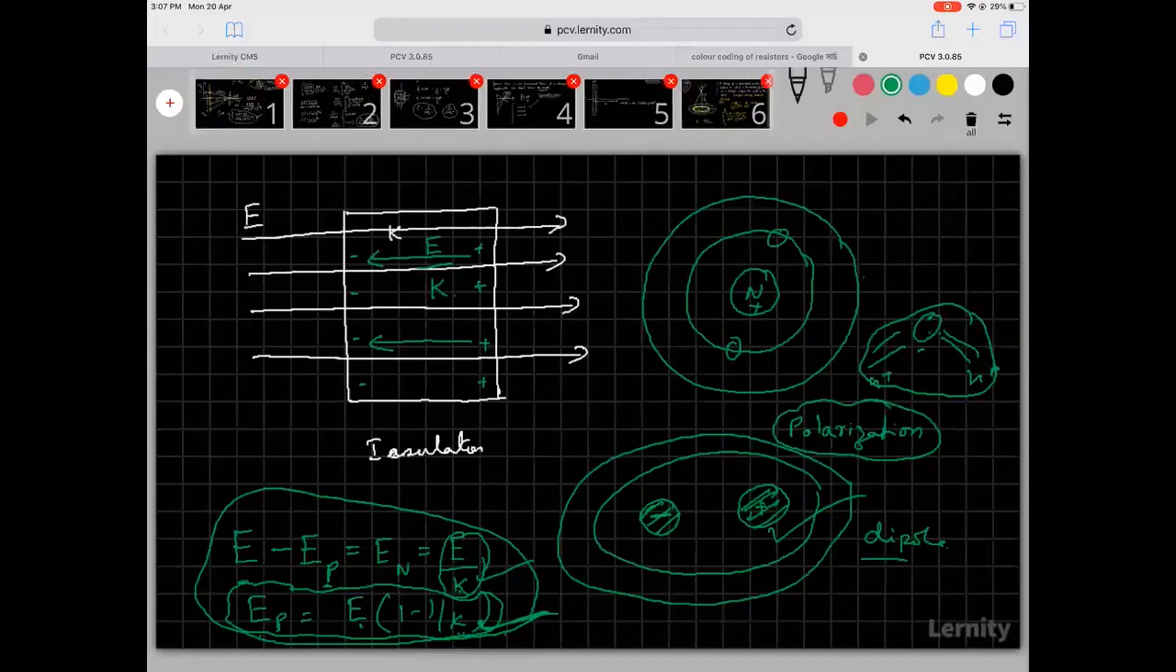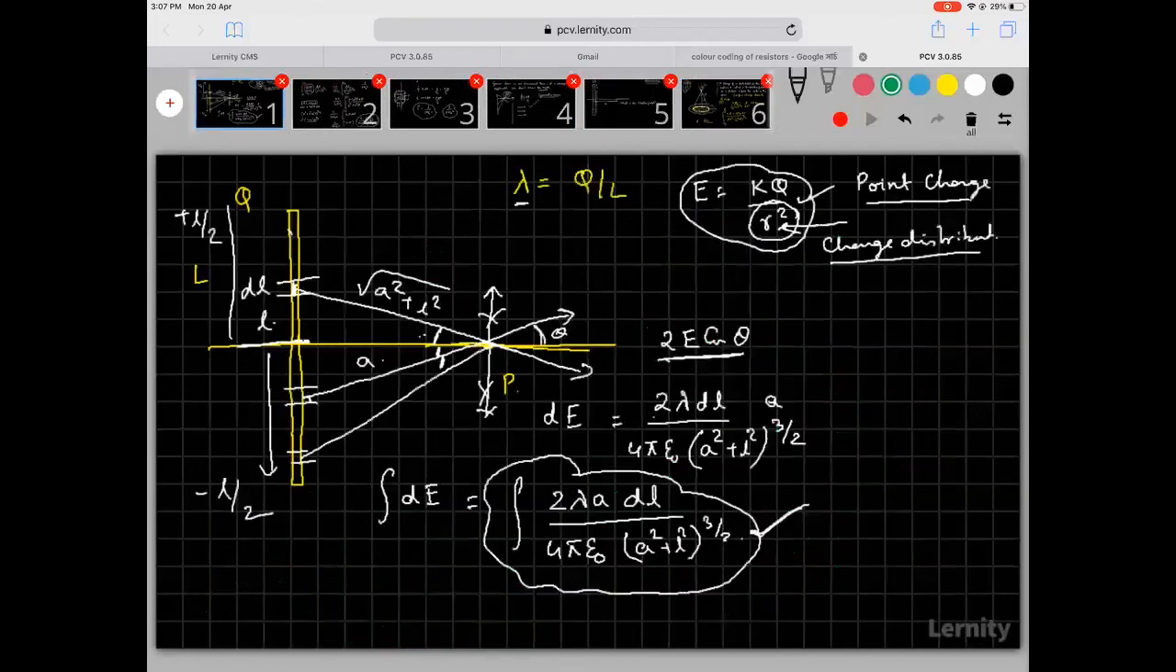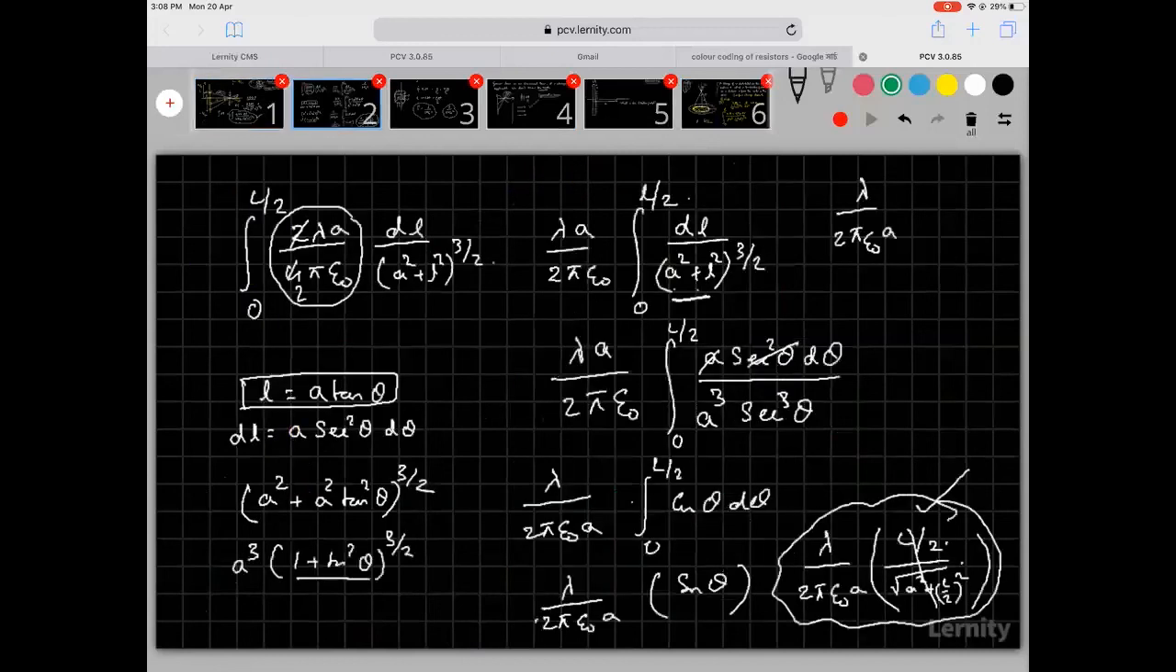So today, what did I do? I spoke about this line charge, so you may have a look at it. We applied Coulomb's law on line charge, and then we saw how difficult it was to find the electric field. Then I taught you how to do this integral by integration by substitution. And then we finally got lambda by 2 pi epsilon naught a by taking the limit L tending to infinity.